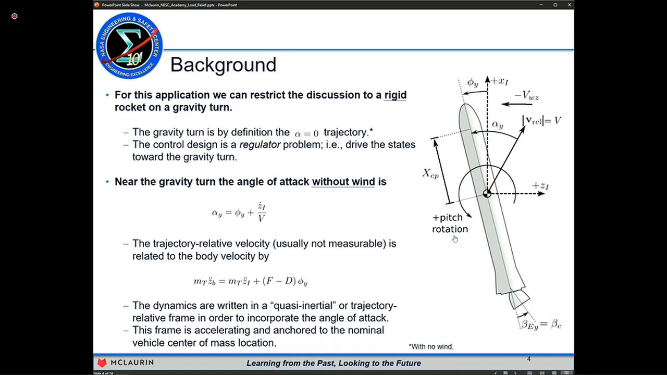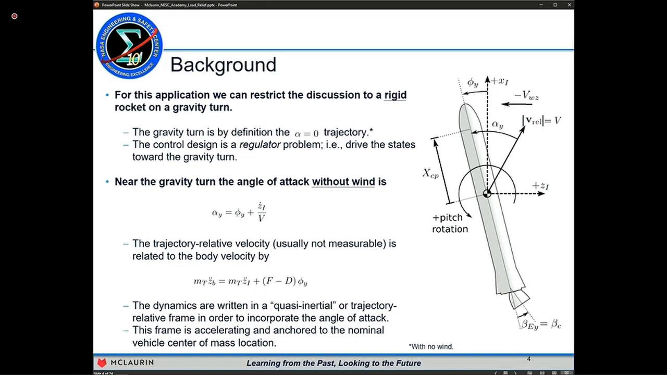Because of that, the way that we formulate the design problem is, in classical control theory terminology, not a servo problem, it's a regulator problem. So we are driving the states toward the gravity turn. And so we define, for example, the attitude error. We define, for example, phi y in this diagram here, which is actually the attitude error. So that's not just an angle error, and then we have an additional command. Command is always 0. So it's really a regulator problem.